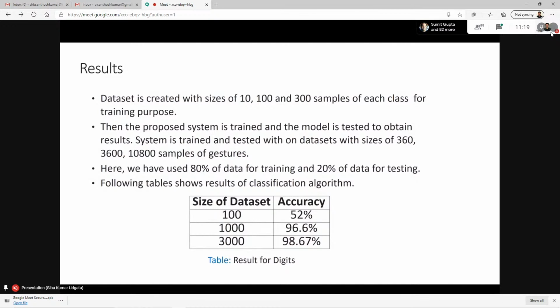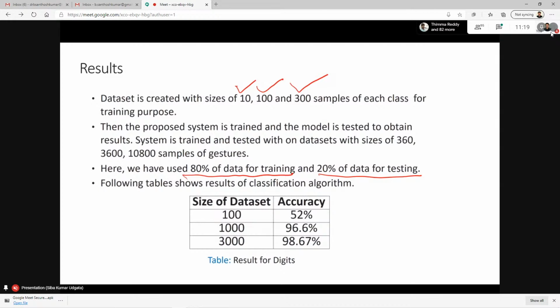So what you do is, instead of taking 300 samples, because we thought 300 samples times 36 alphabets, 10,800, is too big to train. So first we took only 10 samples. Then we took 100 samples. Then we took 300 samples. We used 80% of the data for training and 20% for testing. So I divided the 10,800 into 80% for training and 20% for testing, right?